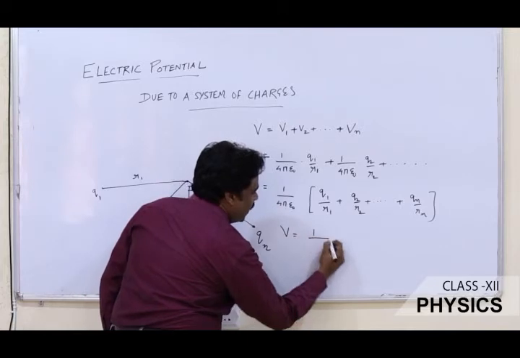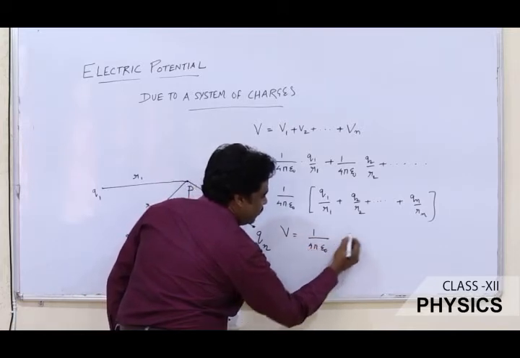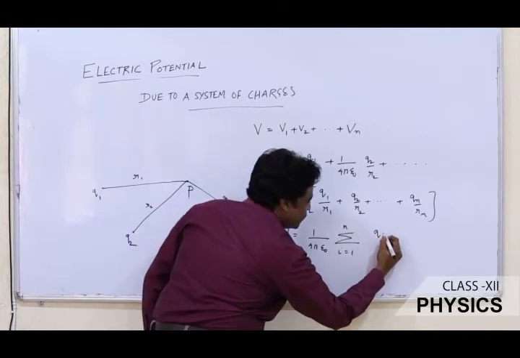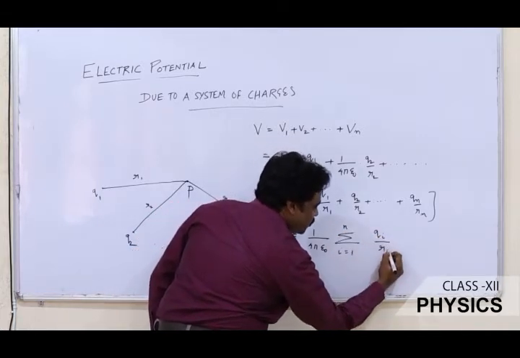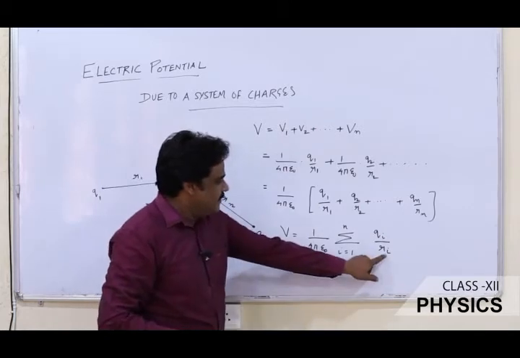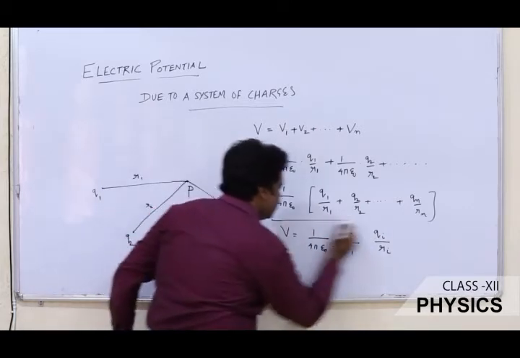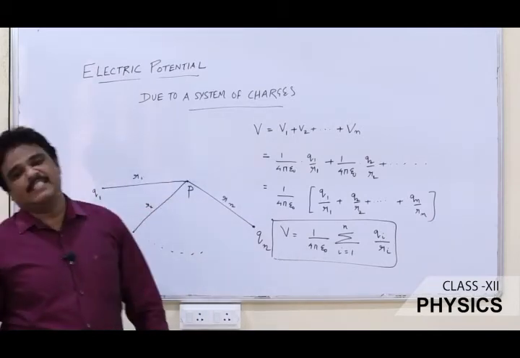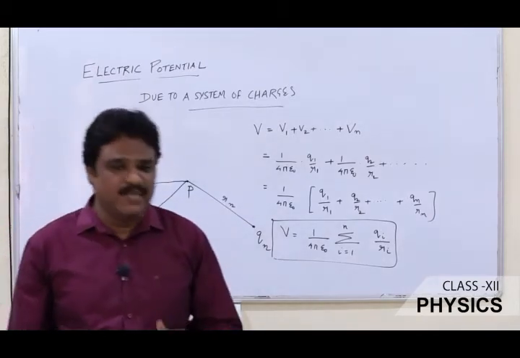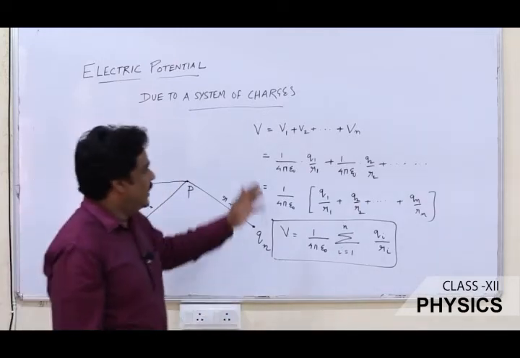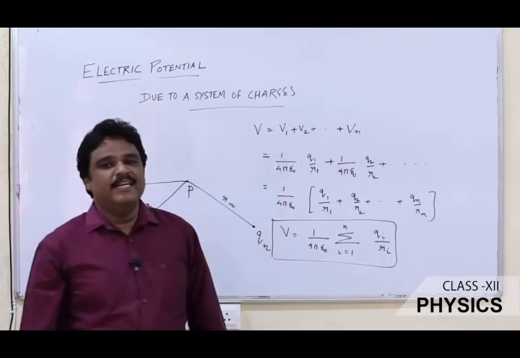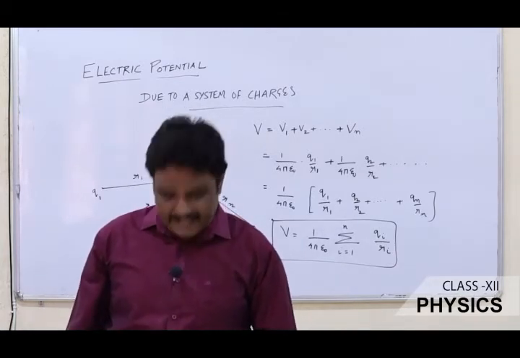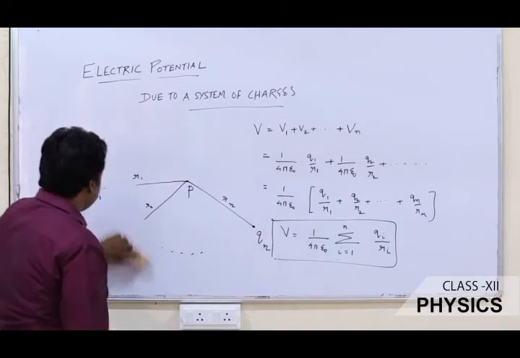Can write in summation form. So V is 1 by 4 pi epsilon naught summation where i is equal to 1 to n. The repeating terms are q, so qi. R is also repeating, Ri. Where i takes the value from 1 to n. And this is the final expression for electric potential at P due to a system of charges. I think this expression is very simple. You are supposed to add algebraically the individual potentials due to the individual charges, and that becomes the net potential at P.